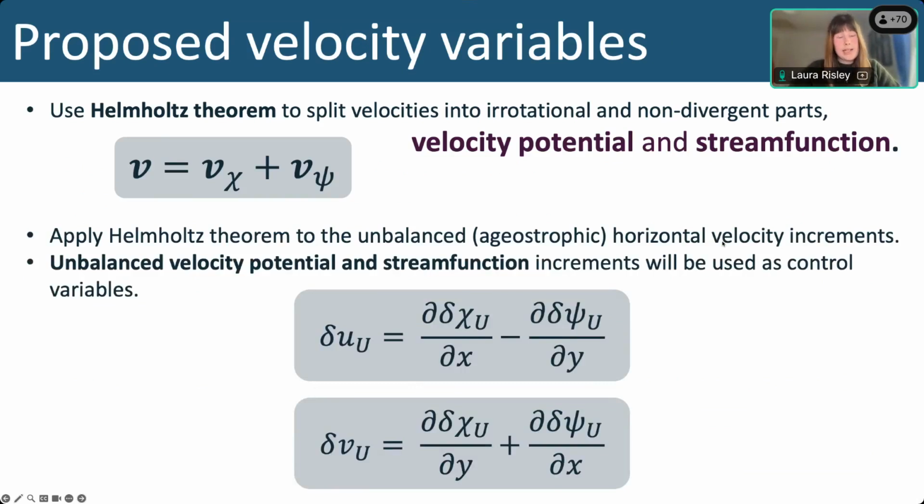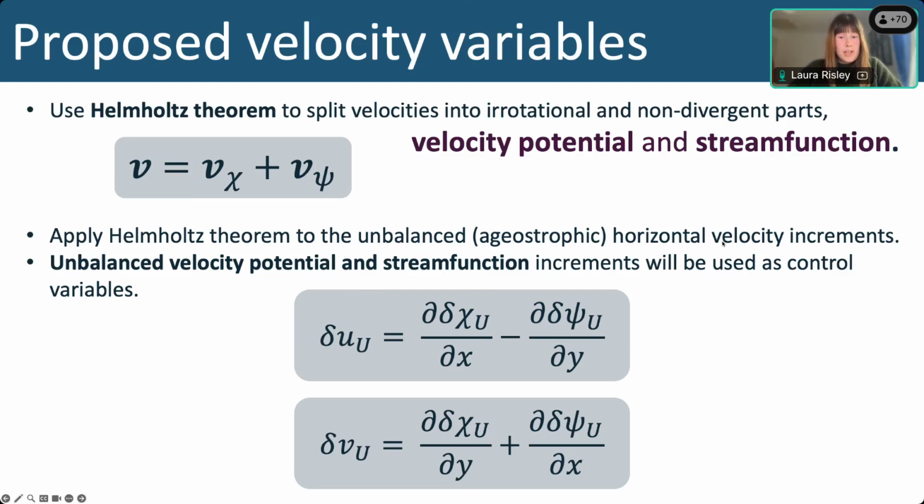So what we propose is we apply an additional transformation from the ageostrophic velocities to ageostrophic velocity potential and stream function, and use these as control variables. Now, these control variables not only satisfy the uncorrelated assumption more appropriately, but they would also give us a better control over the horizontal divergence, so these vertical motions. And as we said, that would be beneficial.